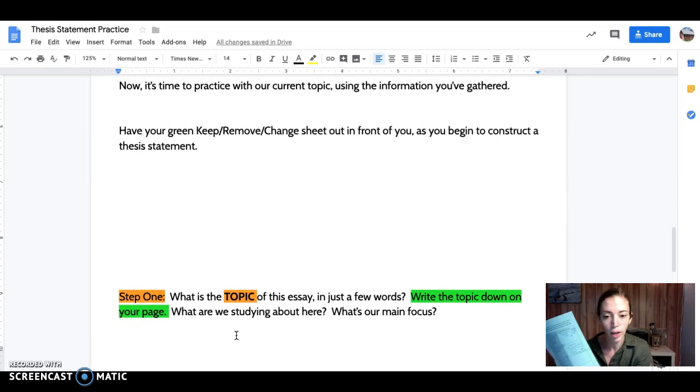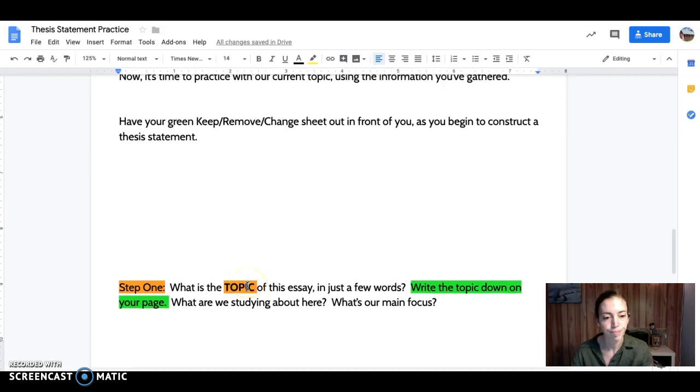Go ahead and write the topic down on your page. So just think, what were we studying about here? What was our main focus? What were you reading all about? What are we trying to figure out? What should be done with these things? That is your topic, so please go ahead and write that down.